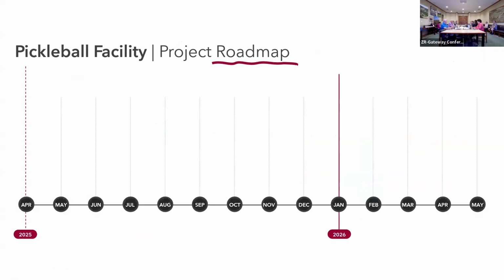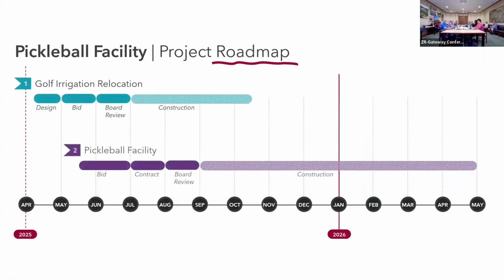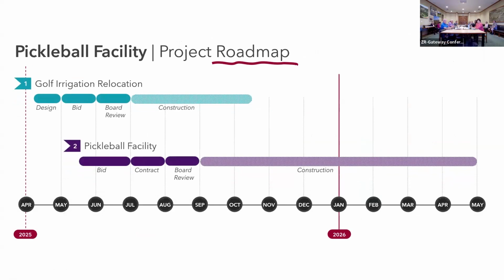So you're going to see things as we look at the 2 different projects, the golf irrigation and the pickleball facility, the things that are the hardened full colors, those are pretty much set, like we know that's the timeline for those processes. So for the golf irrigation relocation, the board approved the design contract, so we're in design for that. We plan on bidding that starting May 1st. We may beat that timeline, but that would be the latest.